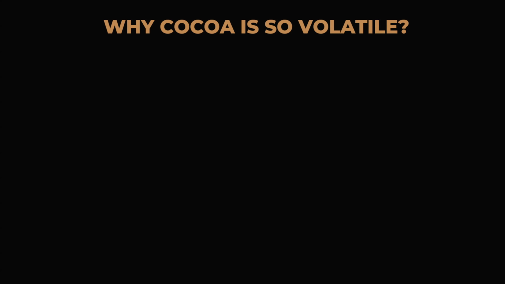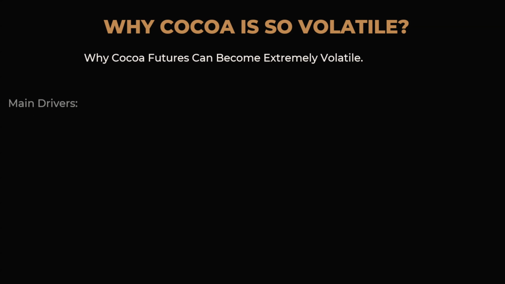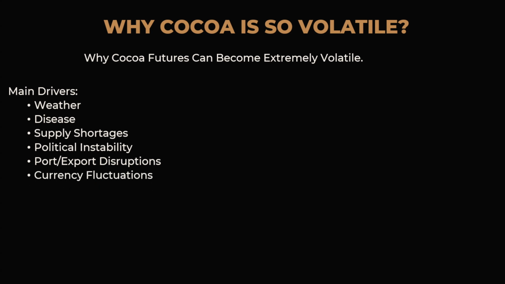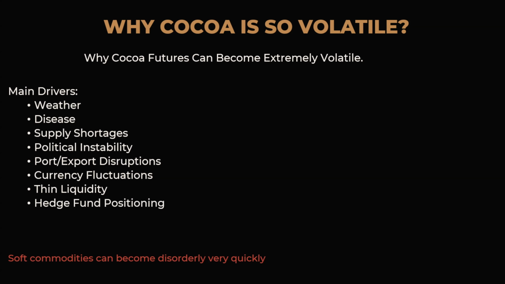Why is cocoa so volatile? Cocoa futures can become extremely volatile. The main drivers are weather, disease, supply shortages, political instability, port and export disruptions, currency fluctuations, and thin liquidity. This contract trades on an average daily basis approximately 15 to 25,000 contracts per day. Hedge fund positioning. Soft commodities can become disorderly very quickly.